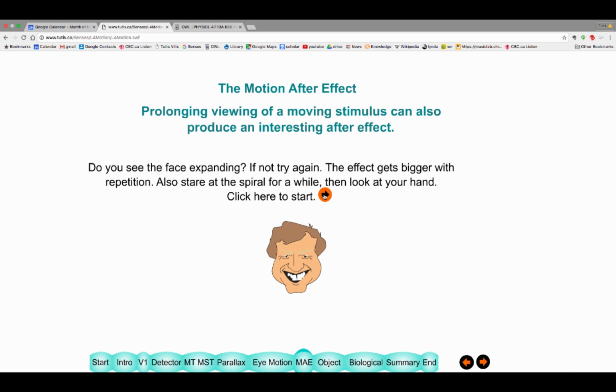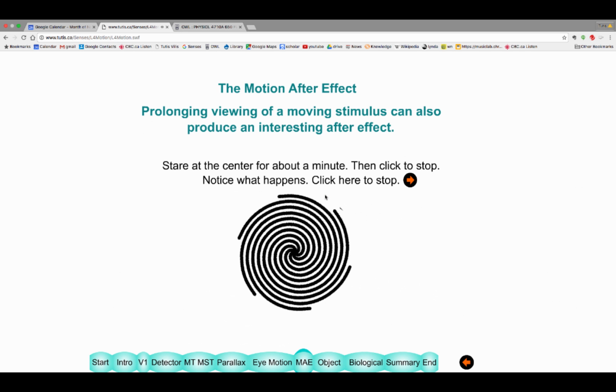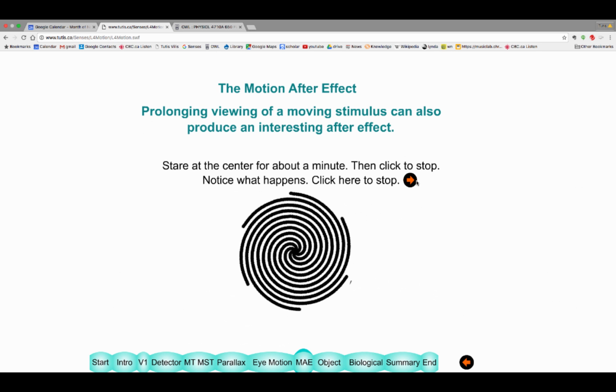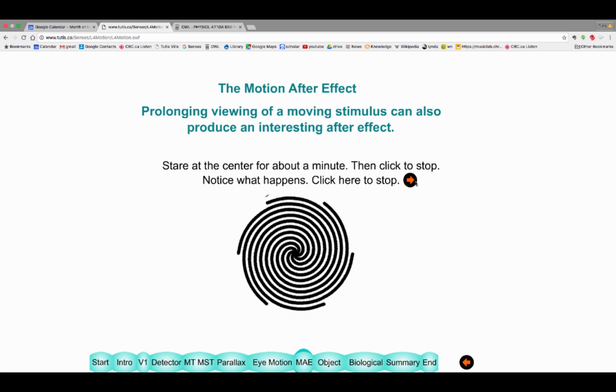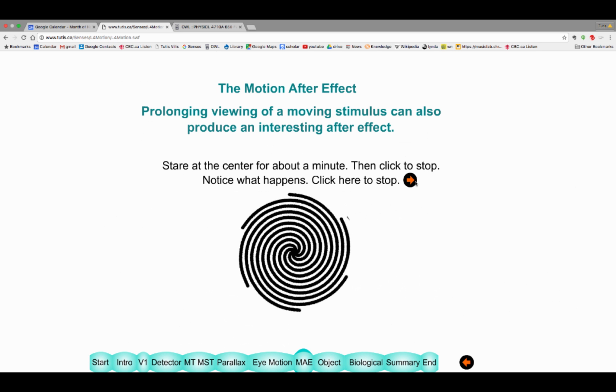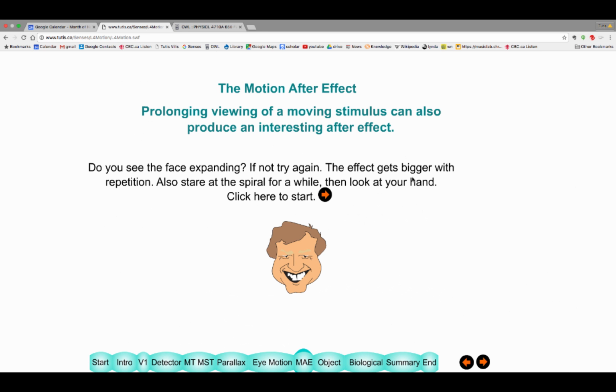Okay, let's do it one more time. This time when I stop, look at a face beside you. Whoops, sorry, I did. Hopefully the face beside you didn't move. Otherwise, you compound the illusion.